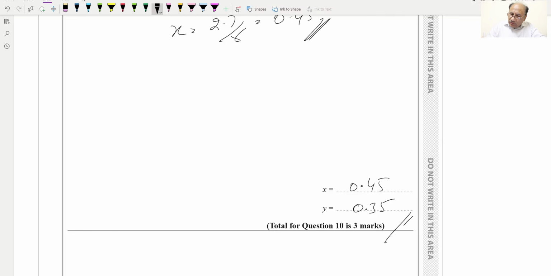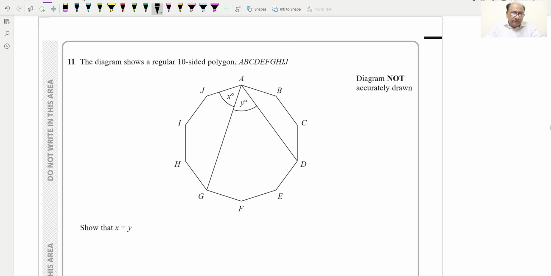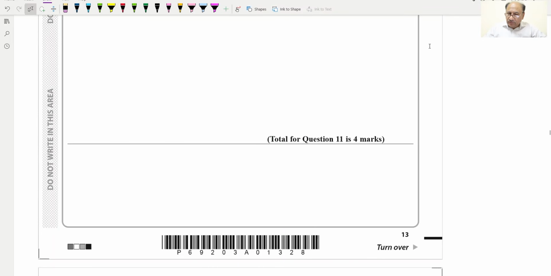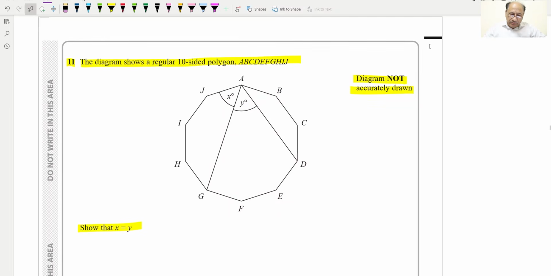So these are our answers, x and y values, 3 marks question which we have done. Question number 11, the diagram shows a regular 10-sided polygon and the diagram is not accurately drawn. Show that x is equal to y. This is a little tricky question, and this is a 4-mark question basically.